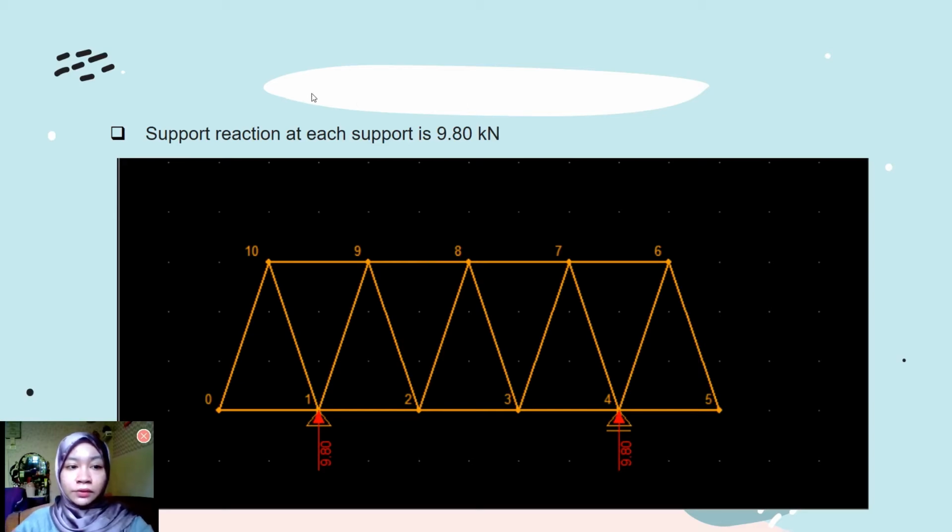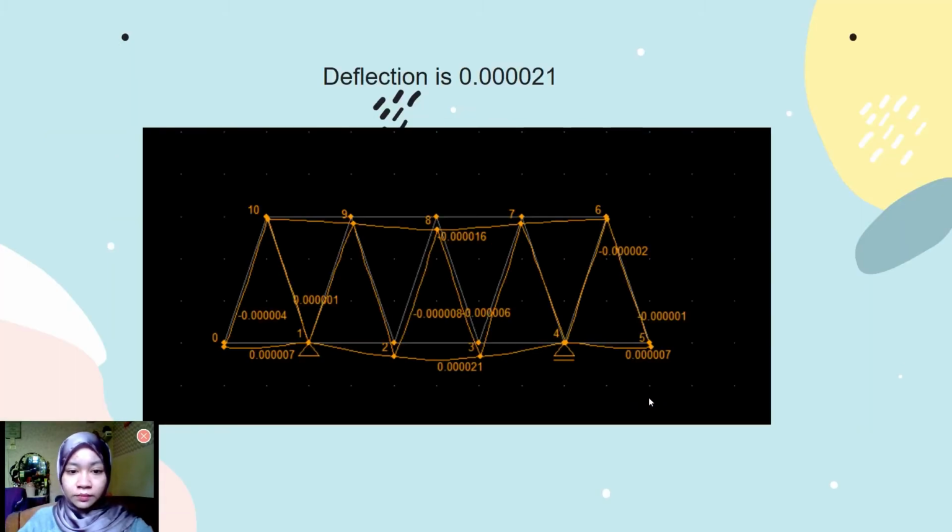And then for the result, the support reaction at each support is 9.80 kilonewton for each support. And the deflection is 0.00001 at the middle of the bridge.